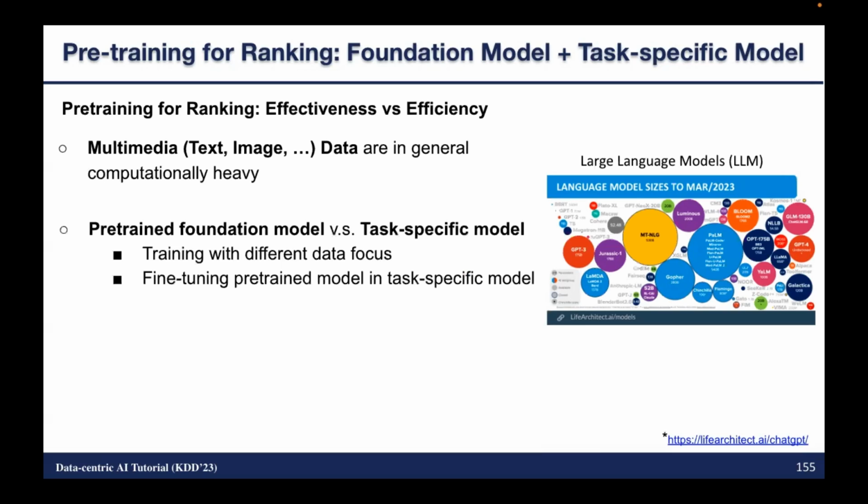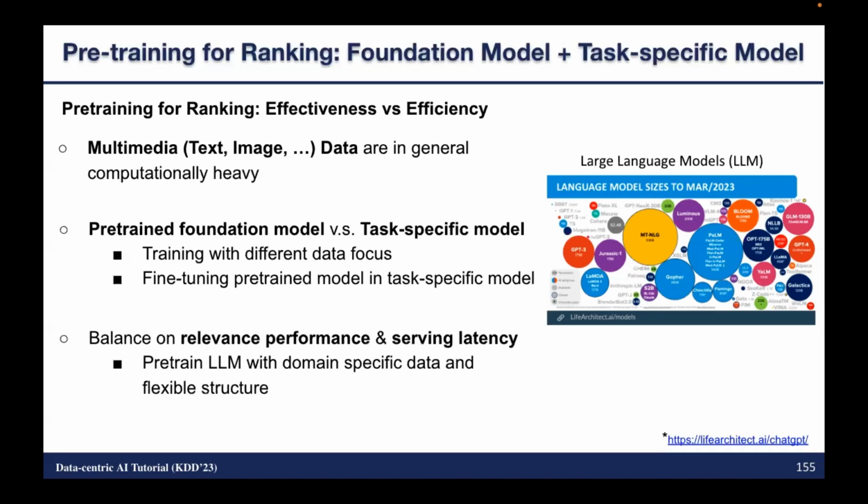Now, of course, the usage can be different. First of all, when training a large language model, for example a text model, the focus may not be on ranking. It can be on optimizing the semantics, how to best predict the next word, how to predict the missing keywords or phrases. With that, we can fine-tune it in a task-specific model. Here it will be a ranking model, which focuses on optimizing NDCG and AUC.